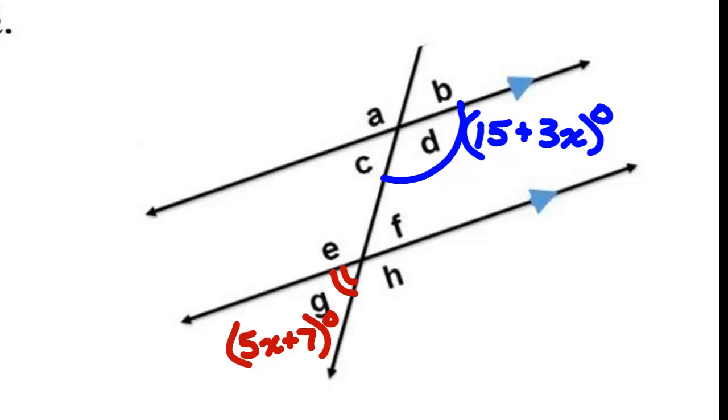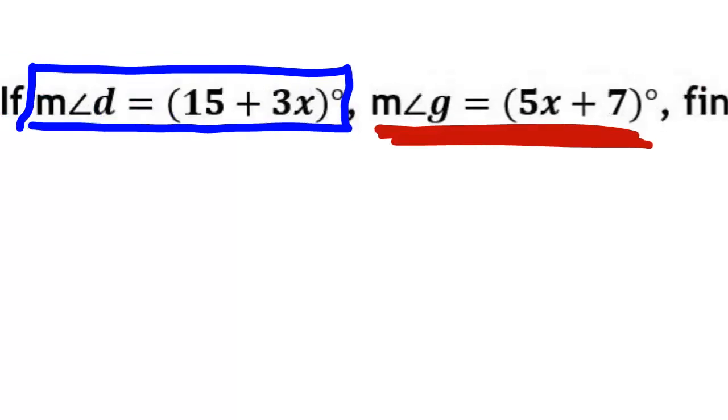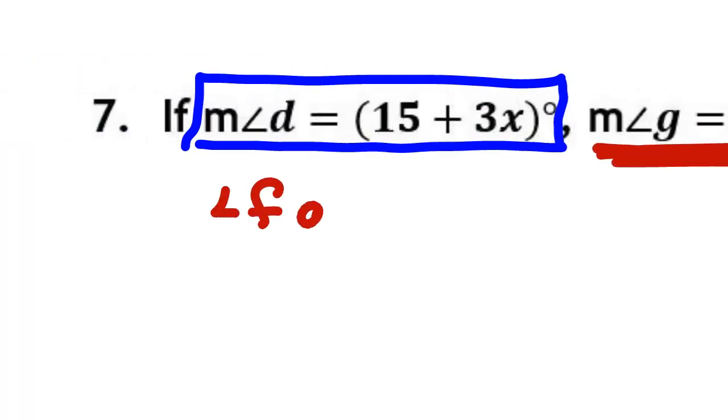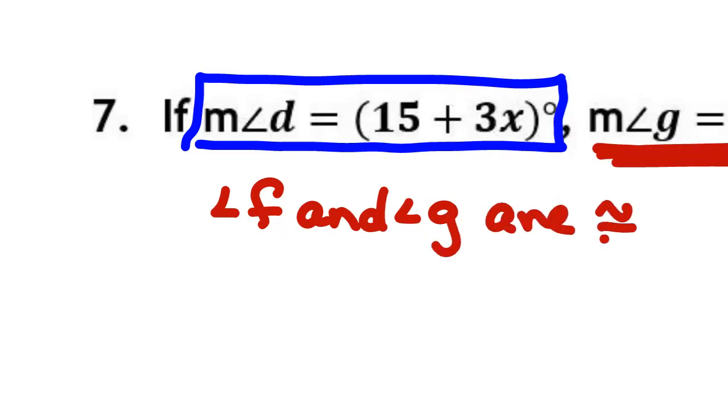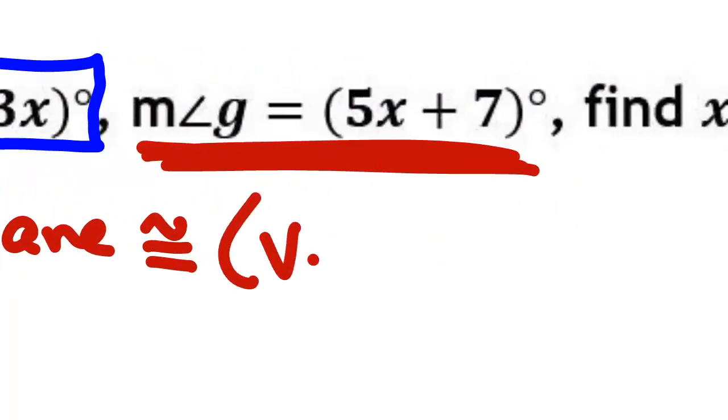So I need to find something that's either the same size as angle G or something that's the same size as angle D so that I can use one of my known relationships. So either something that's the same size as G or something that's the same size as D. F, what would be the same size as F? G. So angle F and angle G are congruent because they're what special type of angle pair? These are vertical angles.